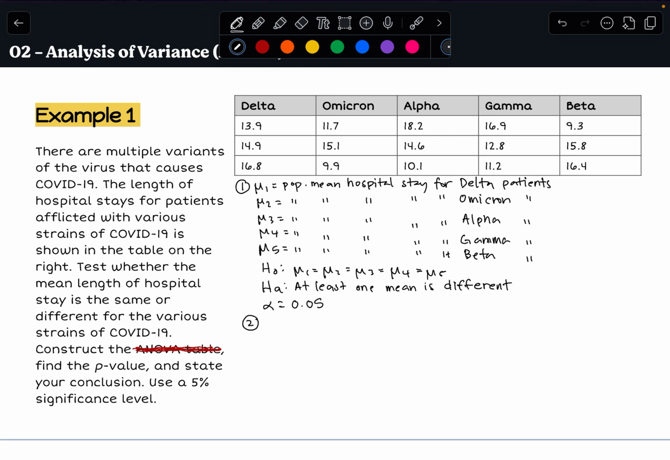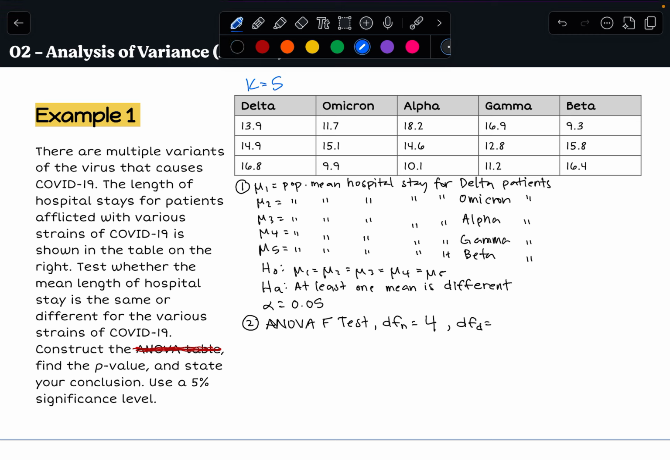Second step, I'm stating that I'm doing an ANOVA F-test. And I'm going to identify my degrees of freedom, so numerator and denominator. For numerator, I know that looking here, I've got 5 samples, k is 5. And I know my numerator is k minus 1, so that's 4.